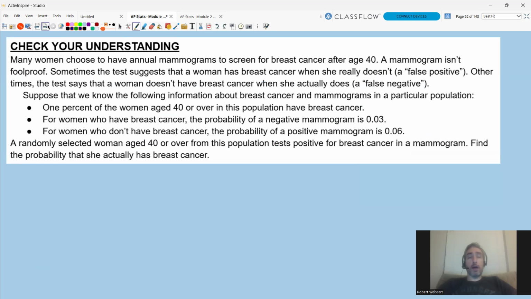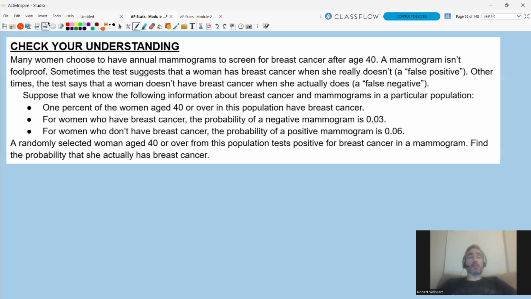Suppose that we know the following information about breast cancer in mammograms in a particular population. 1% of the women aged 40 or over in this population have breast cancer. For women who have breast cancer, the probability of a negative mammogram is 0.03. For women who don't have breast cancer, the probability of a positive mammogram is 0.06. Question: a randomly selected woman aged 40 or over from this population tests positive for breast cancer in a mammogram. Find the probability that she actually has breast cancer.